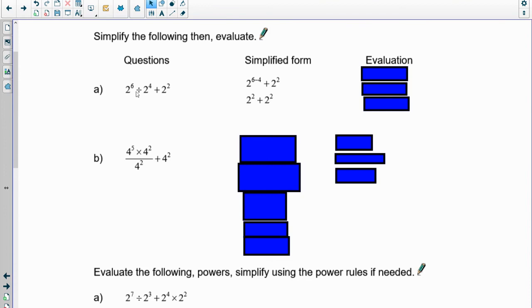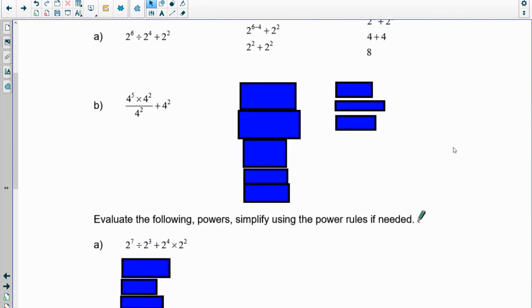So when we do our actual evaluation, 2 to the 2 plus 2 to the 2, well, 2 times 2 is 4, and 2 times 2 is 4. 4 plus 4 means our final answer is 8. So let's have you try this one. Pause the recording and give this one a try.